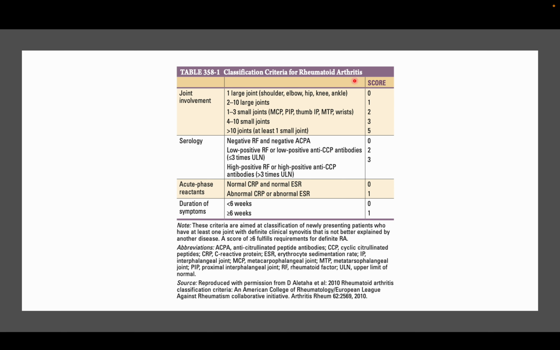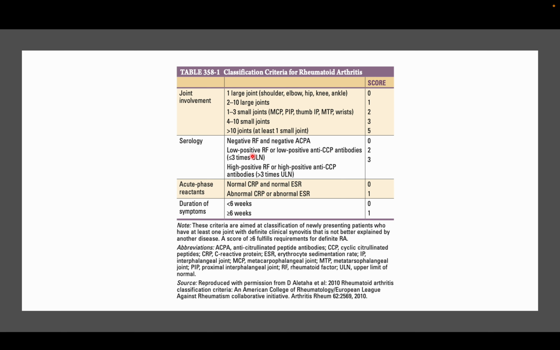So if small joints are involved, there is a more significant risk of going into rheumatoid arthritis. Rheumatoid arthritis generally has a predilection for small joints like the interphalangeal and metacarpophalangeal joints. They are the more classically involved joints. Serology titer is also a factor.